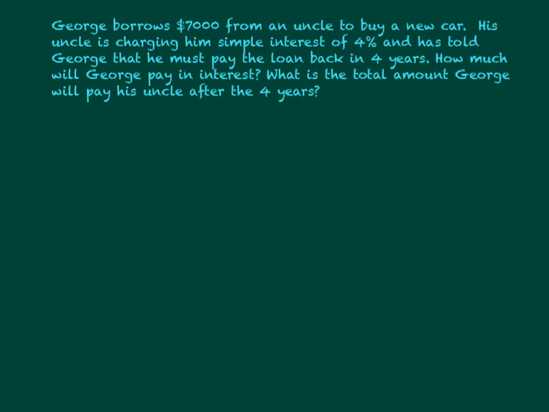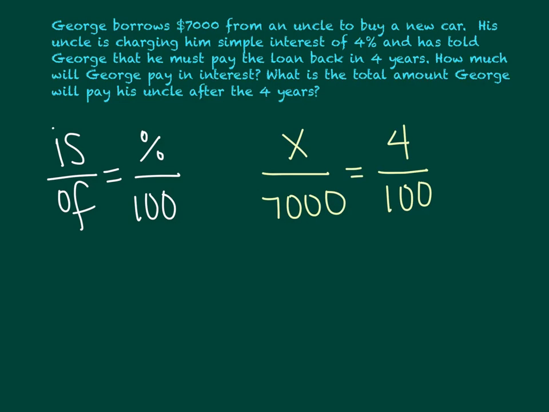So reread this problem to yourself and then go ahead and set up what we know based on our is over of equals percent out of 100 proportion. Hopefully you have set up that you are looking for the part, or the is, what is 4% of $7,000. And so your proportion looks like what I have on the right hand side of the slide. X over 7,000 is equal to 4 out of 100. You can go ahead and solve for X by cross multiplying and then dividing, and you should end up with X is equal to $280.